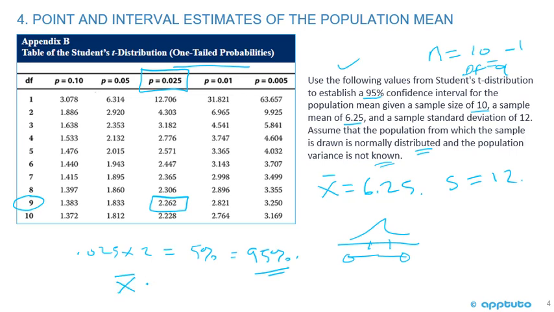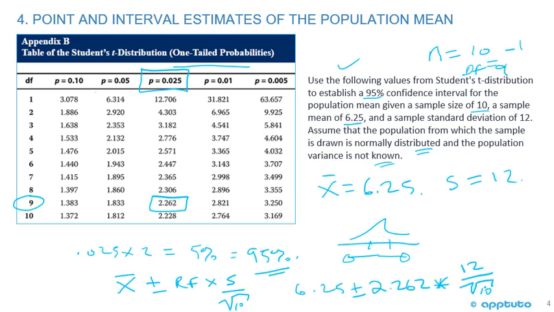So how do we calculate our range then? It's x bar plus or minus our reliability factor times our standard error, which is the standard deviation divided by the square root of n. Okay, so our x bar, we know that's 6.25 plus or minus reliability factor 2.262 times 12 divided by the square root of 10.